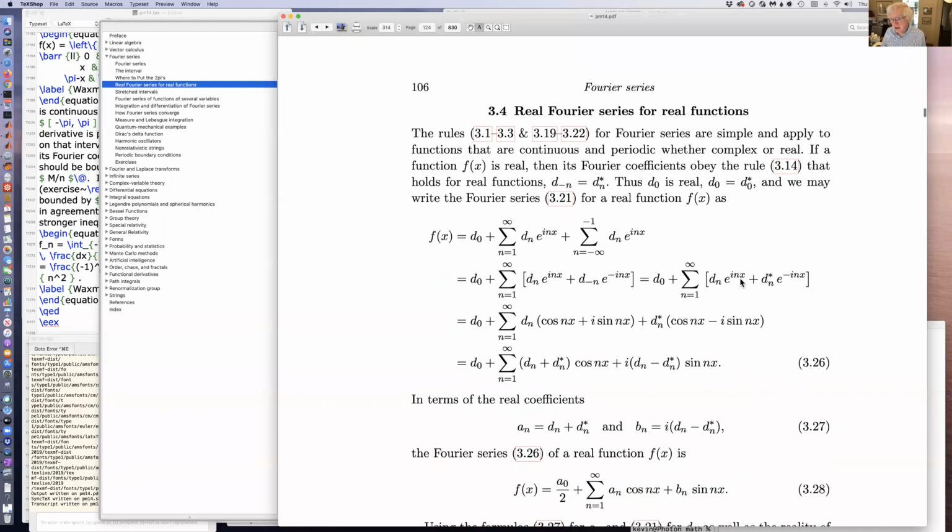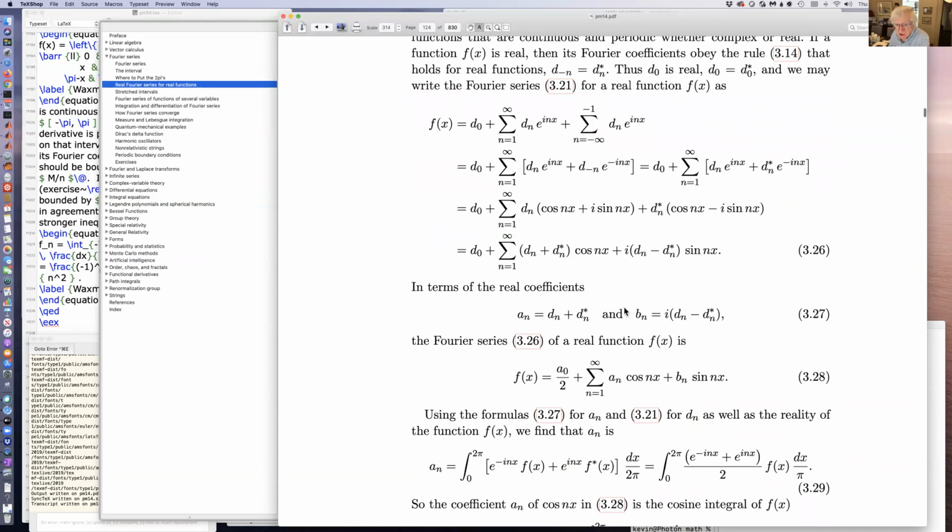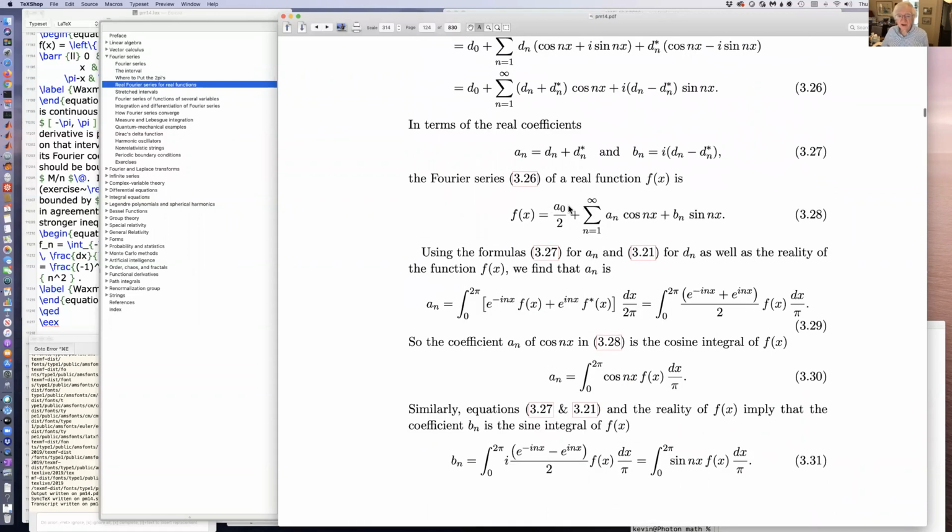So we go over here. And now we expand e to the inx, this famous formula that is quite remarkable. We expand e to the inx as cosine nx plus i sine nx, and e to the minus inx is like that. We combine the two cosine terms and we have this, and we combine the two sine terms and we have that. Now notice that these combinations are actually real, and we call them an is dn plus dn star, and bn is i times dn minus dn star. And so we have our formula for the Fourier series of a real function. It's a0 over 2 plus an cosine nx plus bn sine nx. And an is given by this expression.